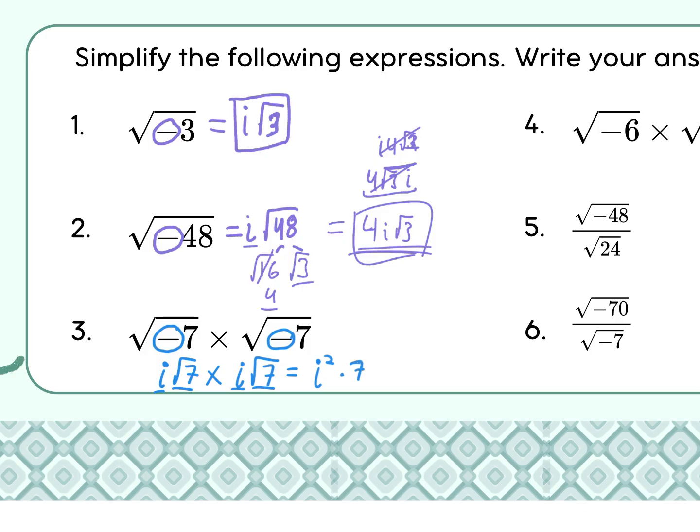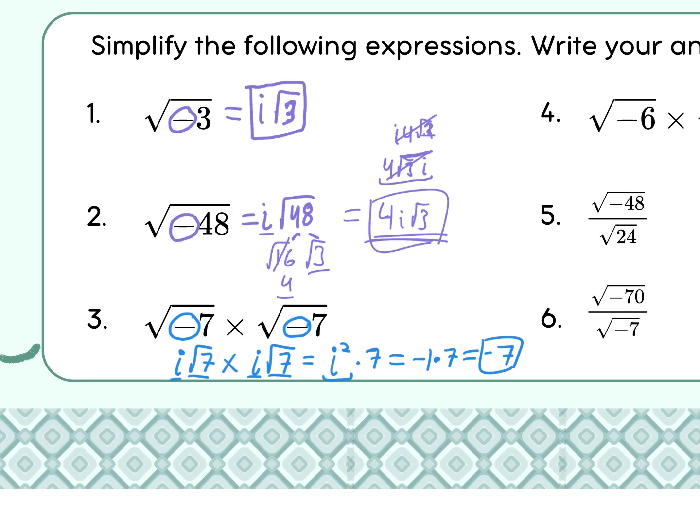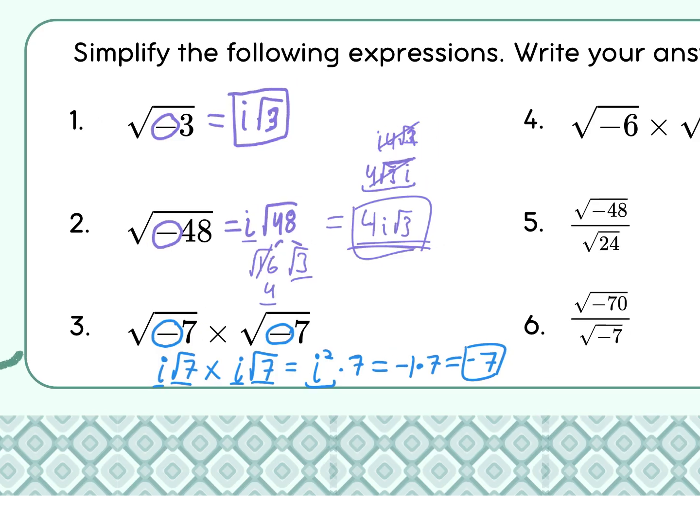But refer to the previous slide. i squared has a value. We're not just going to leave it like this. i squared is the same as negative 1. So this is negative 1 times 7, which is negative 7. So always simplify your i squareds. They're always going to give you a negative 1.